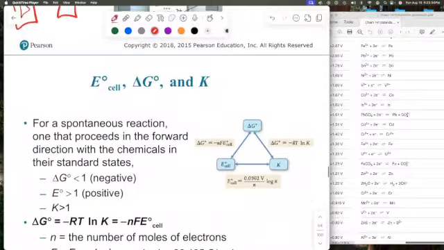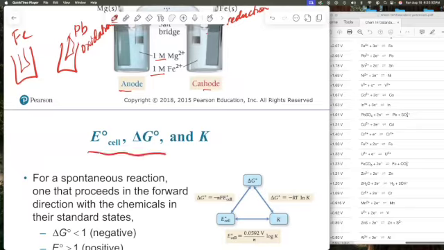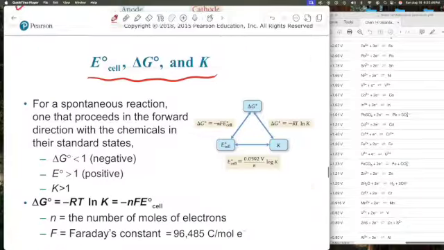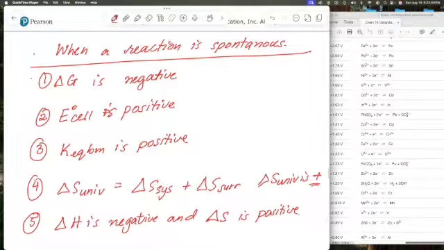I want to go ahead and move on, right? And talk about this part here. Now we're moving on and summarizing how we identify spontaneity. So we're picking up from chapter 18 and combining with chapter 19 to say when you're looking at all of these together, now over here, oh yeah, I gave you guys a summary. When can we tell a reaction is spontaneous? This is how we'll tell.